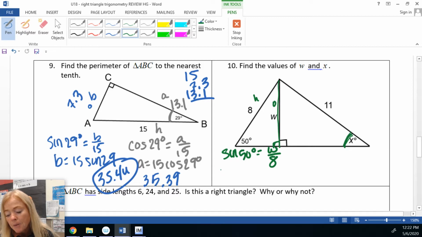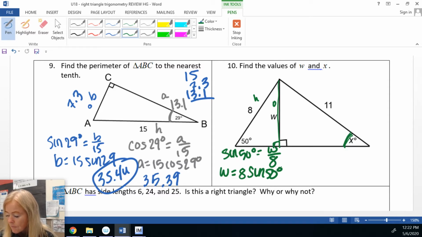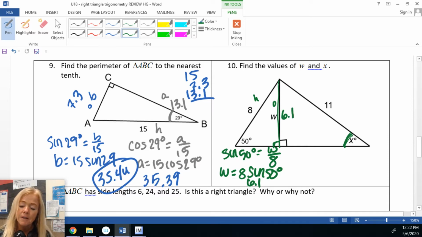So we use sine of 50 degrees is equal to W over 8. Multiply both sides by 8, and we get W is equal to 8 times the sine of 50 degrees. And that gives us W. 8 sine 50 is 6.1 units, and that's W. And now we have two sides. We have this side, which is the opposite side of the angle, and 11, which is the hypotenuse.